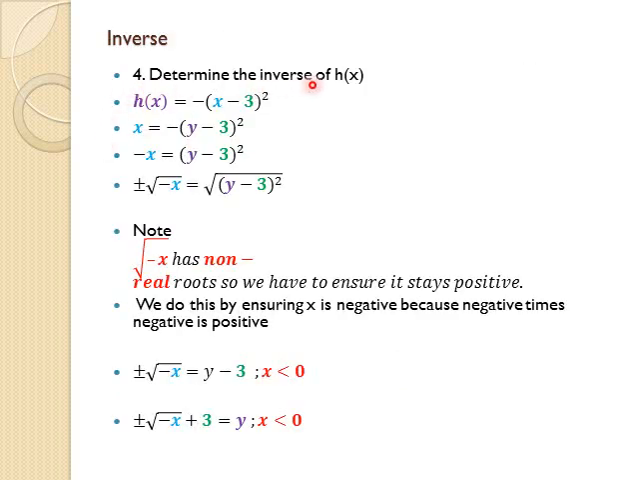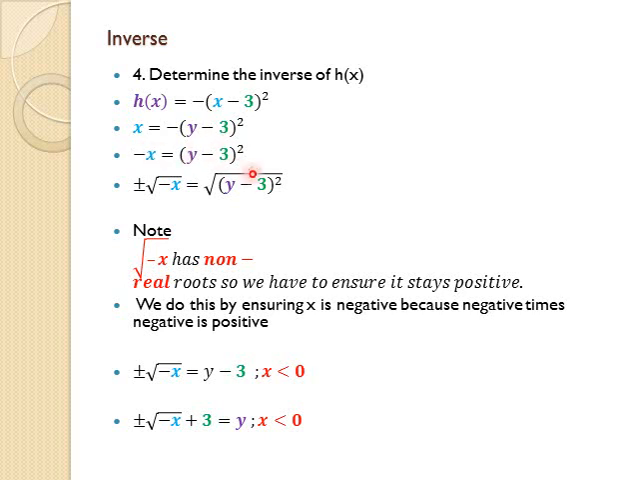Alright, they say determine the inverse of h of x. So h of x we just solved is equal to negative x minus 3 all squared. Soon as they use the word inverse, my first mark will always be for swapping x and y. Alright, so I swap x and y. Get rid of the negative. I'm going to divide by the negative. So that gives me negative x, and I have y minus 3 squared.